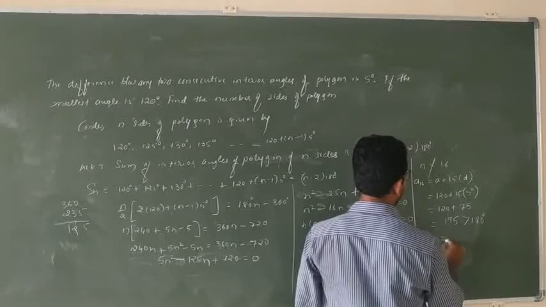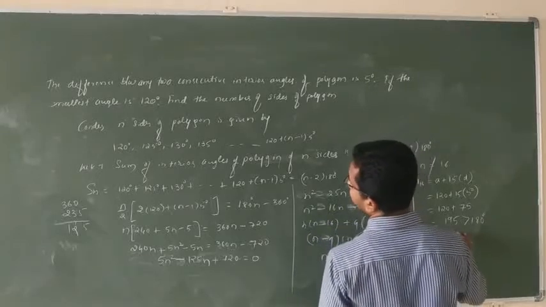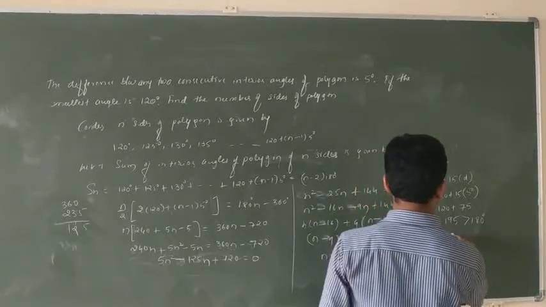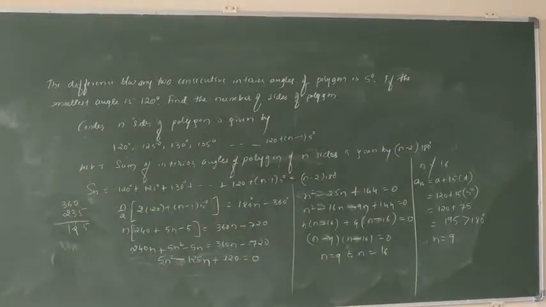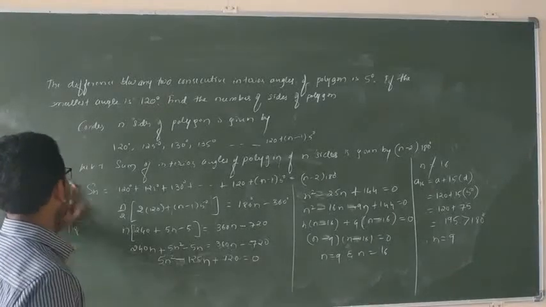Therefore, I can consider that n is equal to 9. So the polygon has how many sides? That is 9. N is not 16. Okay, so this is how we find it out. So again I am going to explain this one.